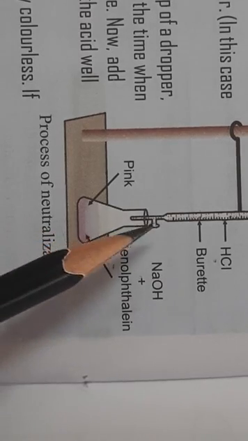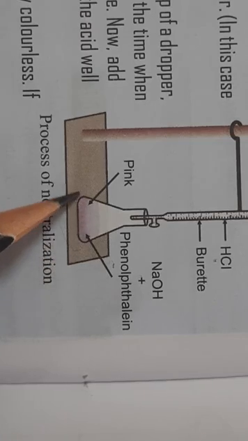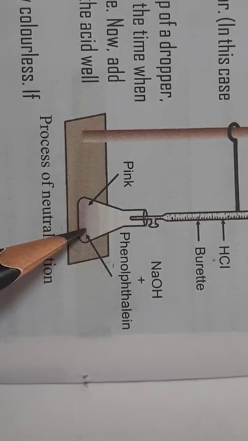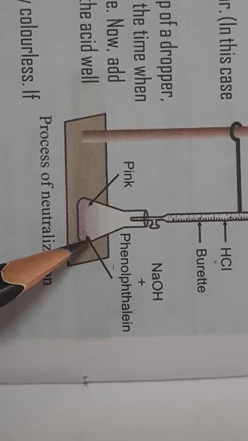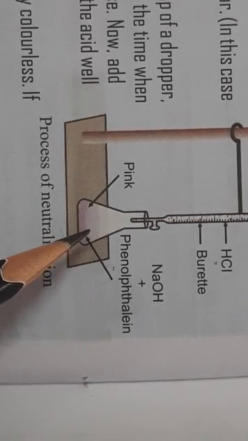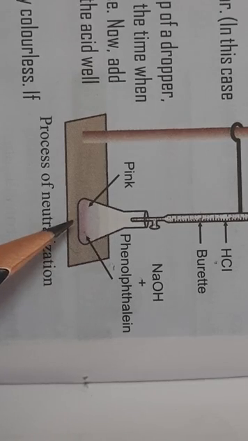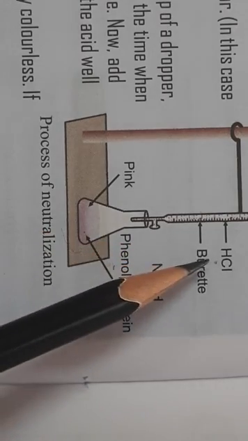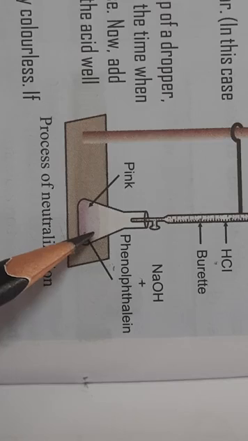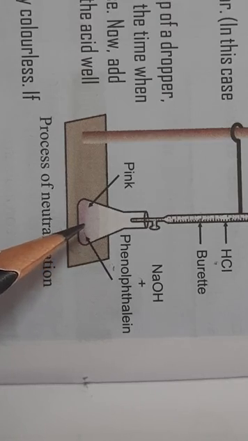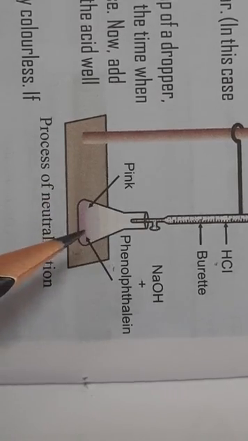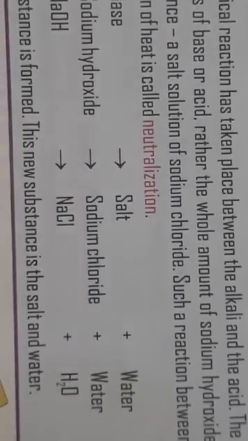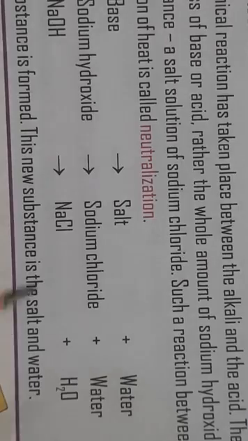Now you will notice that after some time the pink color of phenolphthalein totally vanishes and this solution becomes colorless. So what does it prove? It proved that first it was basic. When we added phenolphthalein, the solution was basic. But when you added acid to it, slowly, it became neutral. So what is formed? A new solution is formed. The new solution which is formed is a salt.